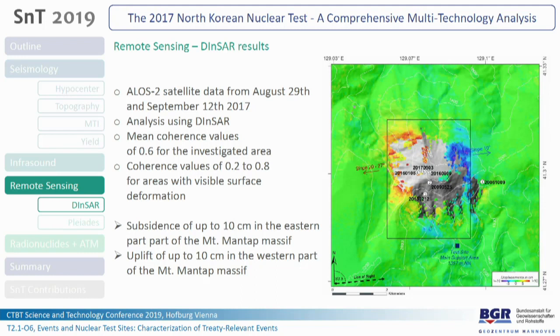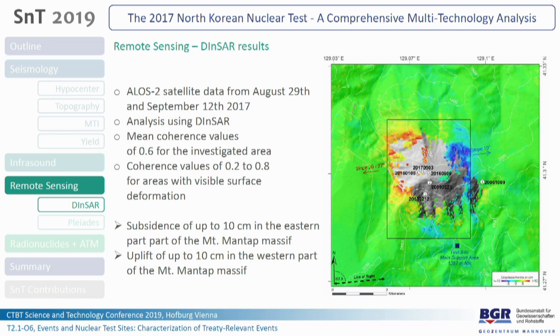So, just one slide for infrasound, and now the remote sensing results as a national technical means. First, the results from the differential InSAR investigations. We use data from the ALOS-2 satellite, from a few days before the test and after the test, September 12th. We measure the coherence values between those images. We get values of 0.6 for the investigated area as an average value.